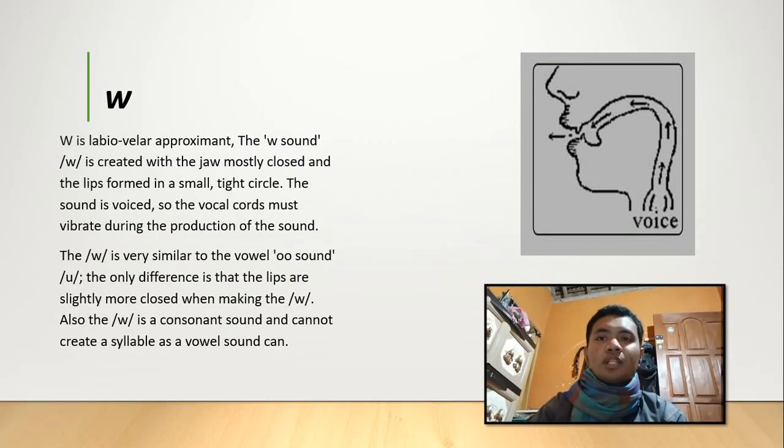Slide 11. W is a labiovelar approximant and voiced. The w sound is created with the jaw mostly closed and the lips forming a small tight circle. W is very similar to the vowel u, with the only difference being that the lips are slightly more closed when making w. And since w is a consonant sound, it cannot create a syllable as a vowel sound can.